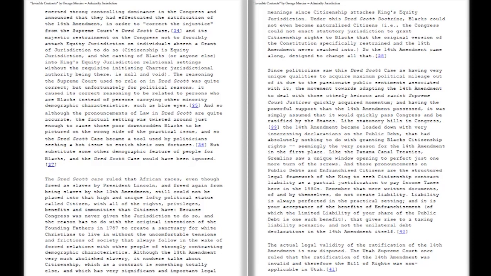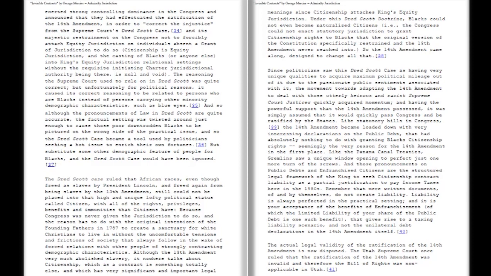Under this Dred Scott doctrine, blacks could not even become naturalized citizens, i.e., the Congress could not enact statutory jurisdiction to grant citizenship rights to blacks that the original version of the Constitution specifically restrained, and the 13th Amendment never reached into. So the 14th Amendment came along, designed to change all that.